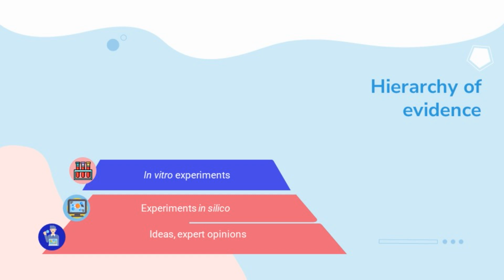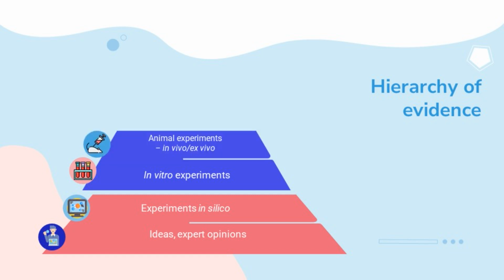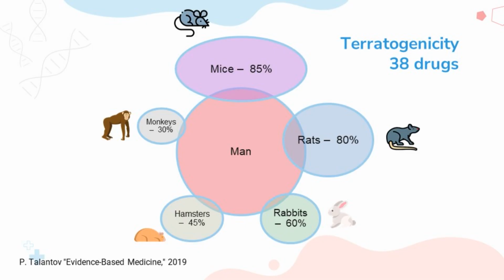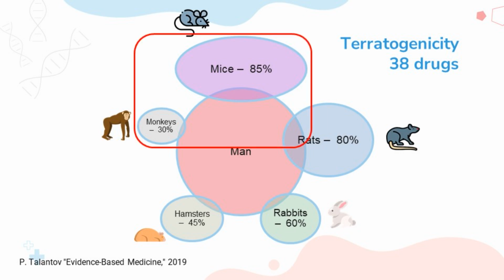Then there are in vitro experiments in a test tube, not in a living body. It is reasonable to observe the cells first rather than immediately injecting substances into an animal or human body. Above them looms research on laboratory animals, in vivo experiments. On the slide, you see the percentage of physiology similarity between popular lab animals and humans based on 38 drug teratogenicity studies. Interestingly, with mice, we share 85% of similarity, in contrast with only 30% with monkeys.